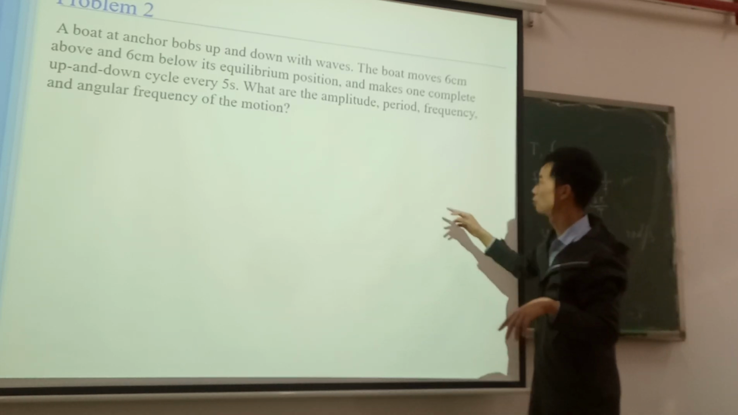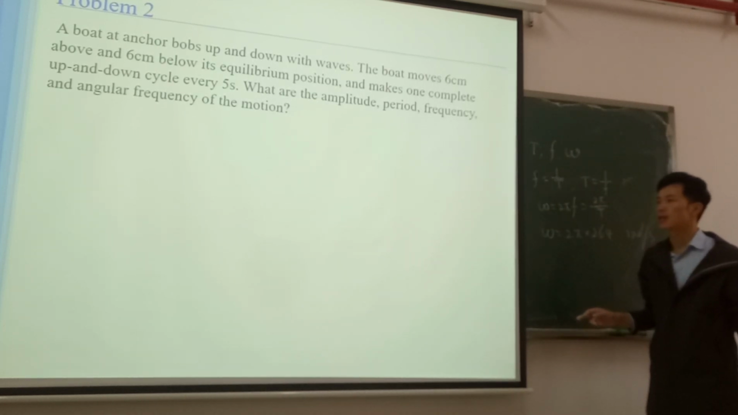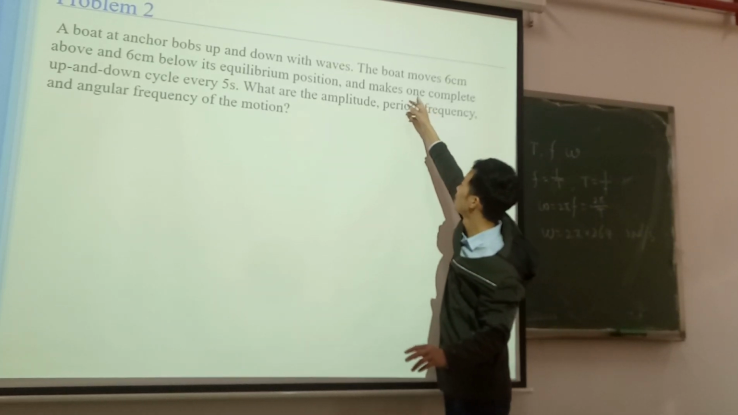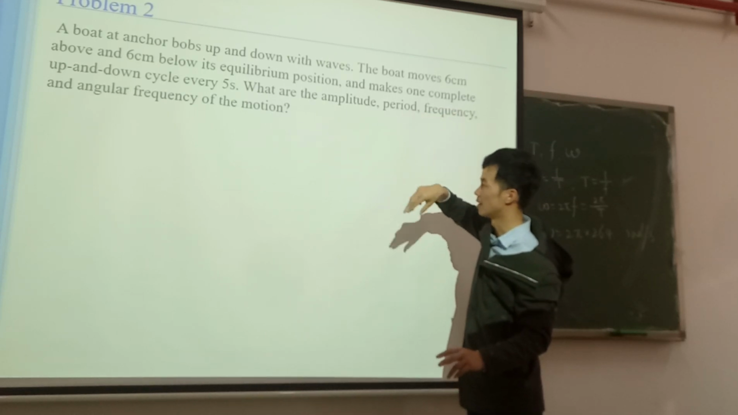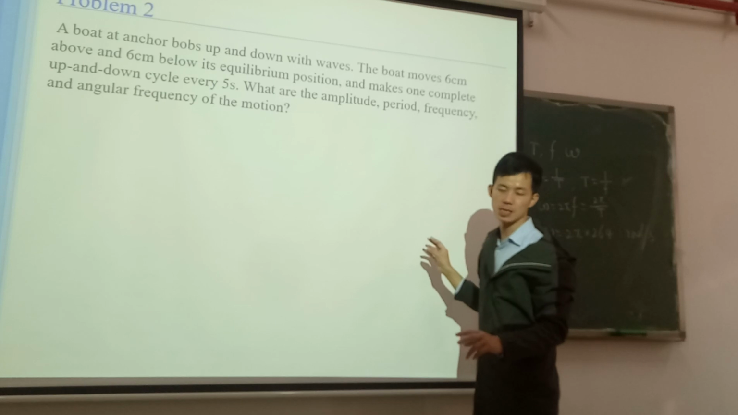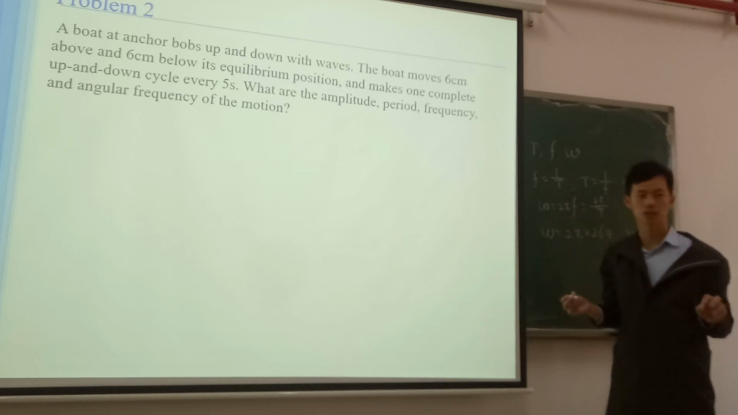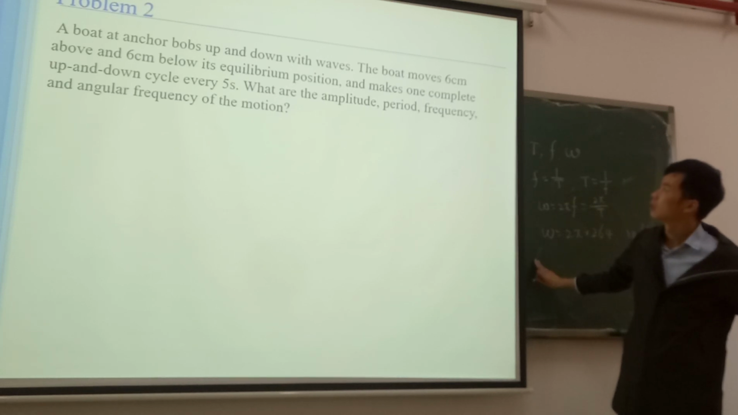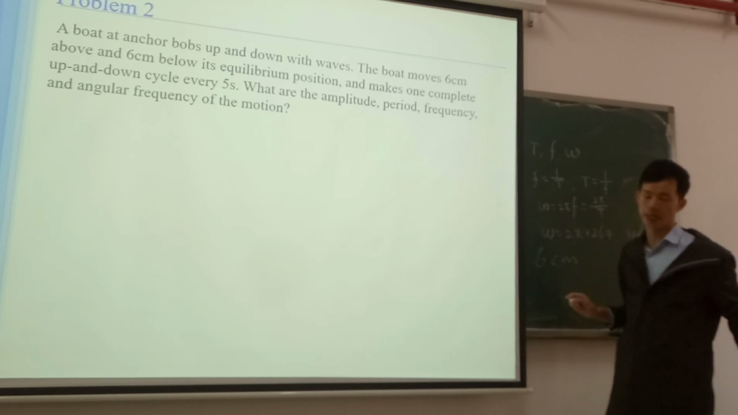We start with the first one, the amplitude. The amplitude is defined as the magnitude of the maximum displacement from the equilibrium position. In this situation, we know that the bottle moves 6 centimeters above and 6 centimeters below. So the magnitude of the maximum displacement is how much? 6. Yes, it's just 6 centimeters.